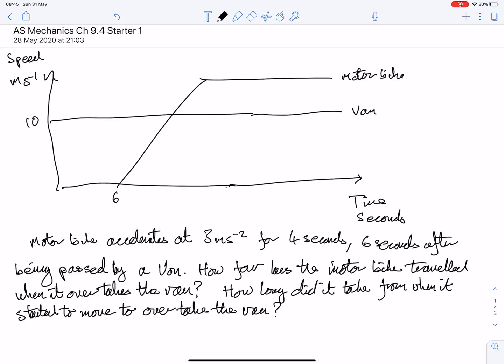Now, I've done a few of these before, so hopefully you remember the approach. The key thing is that the distance travelled by the van and the motorbike are the same. The distance travelled is the area under the graphs. So we want how long did it take from when it started to move to overtake the van. That's the time there that we've got to work out. So let's call that T, and we've got another 6 seconds there.